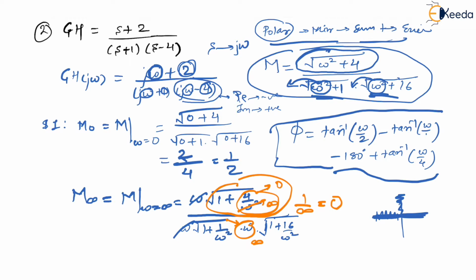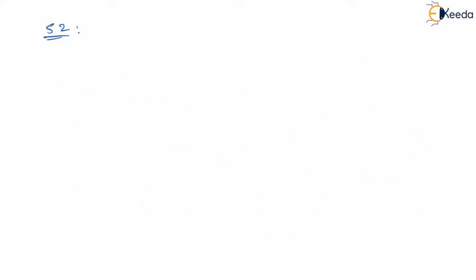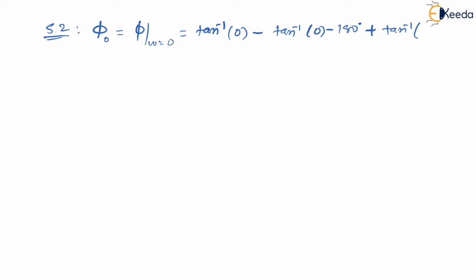Now I am interested in phi 0 and phi infinity. So if you check out, step 2 is to find phi 0. What is phi 0? Phi 0 is nothing but phi at omega equal to 0. So what do you get here? You get tan inverse of 0 minus tan inverse of 0 minus 180 degrees plus tan inverse of 0, right? So if you see, all are 0, 0, 0, all are gone, which means minus 180 degrees is only remaining. This is going to be the answer. Is that correct? Yes.